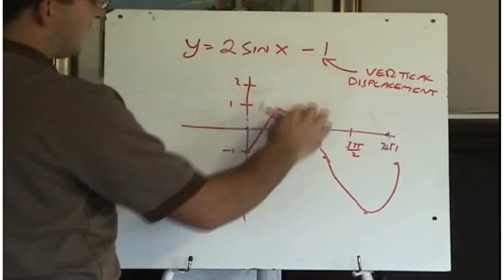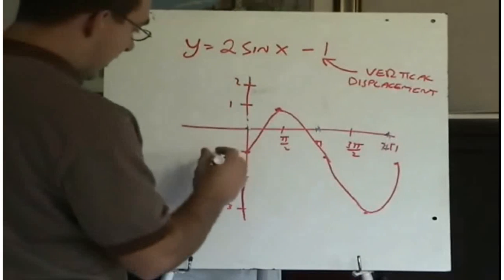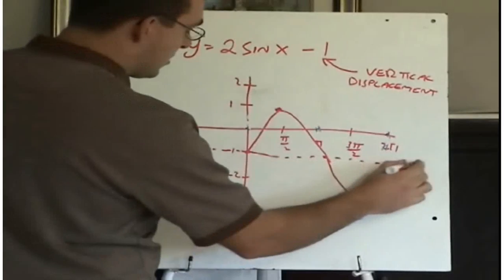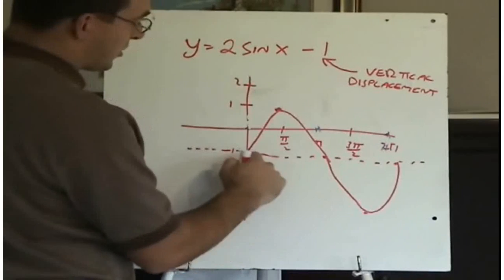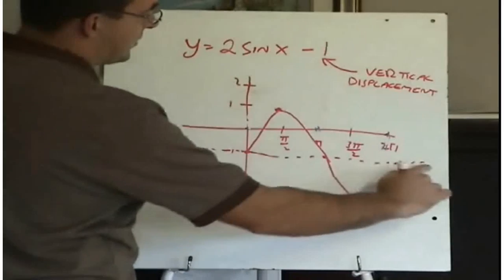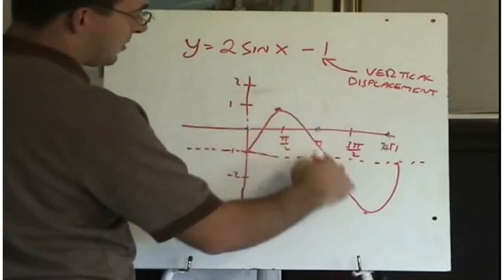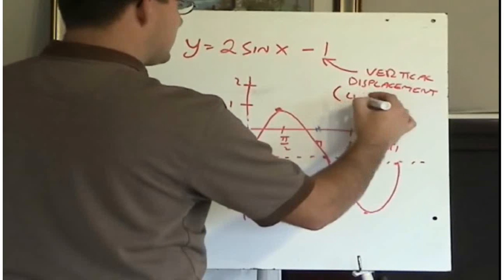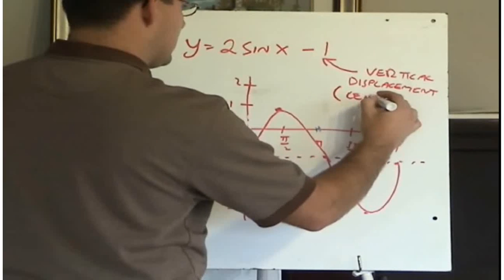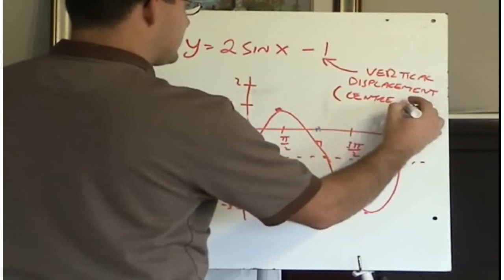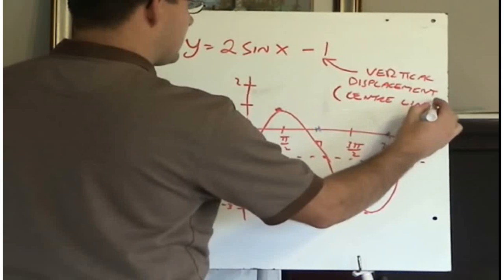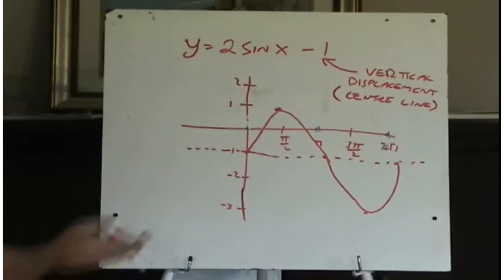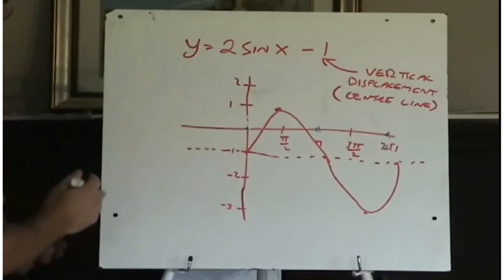That means that this graph is simply moved down 1. Now, if we look at this line, minus 1, see how this line becomes sort of the center of our graph? It's centered at minus 1, and it goes up and down from that line. So you can think of the vertical displacement as the center line of your graph. The graph needs to be centered at minus 1.